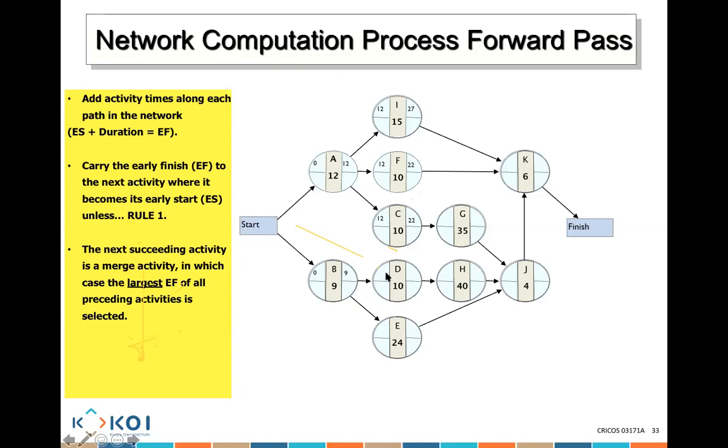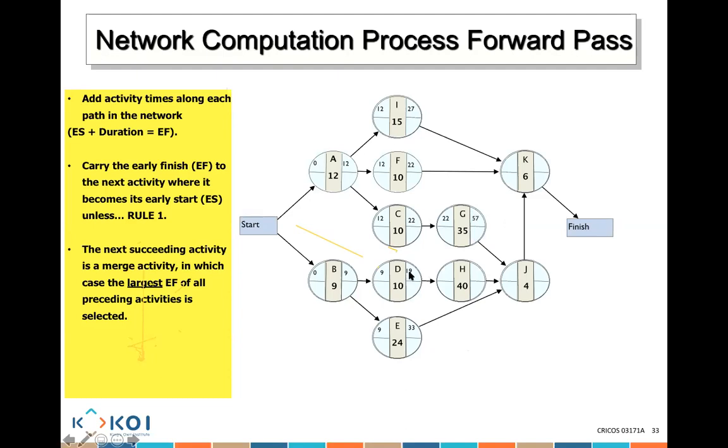When can D start? 9. When can E start? 9. So 9 plus 10, 19. Okay. 9 plus 24, 33. Now let's look at G. When can G start? 22. Correct. From here to here. 22 plus 35, 57.